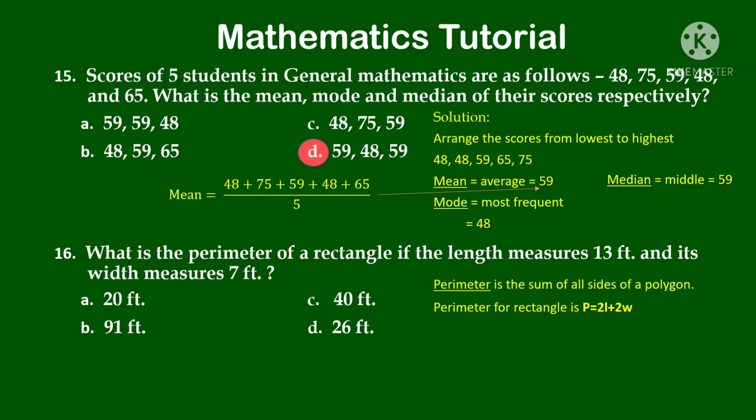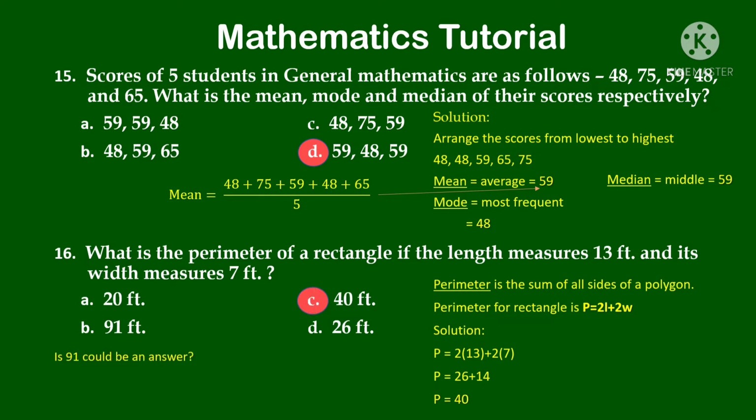The perimeter for a rectangle, this is the formula: 2 opposite side lengths plus 2 opposite side widths. So you're going to multiply the given 13 and the given 7. So we got here 2 times 13 plus 2 times 7, perimeter 26 plus 14. The answer is letter C, 40 feet.